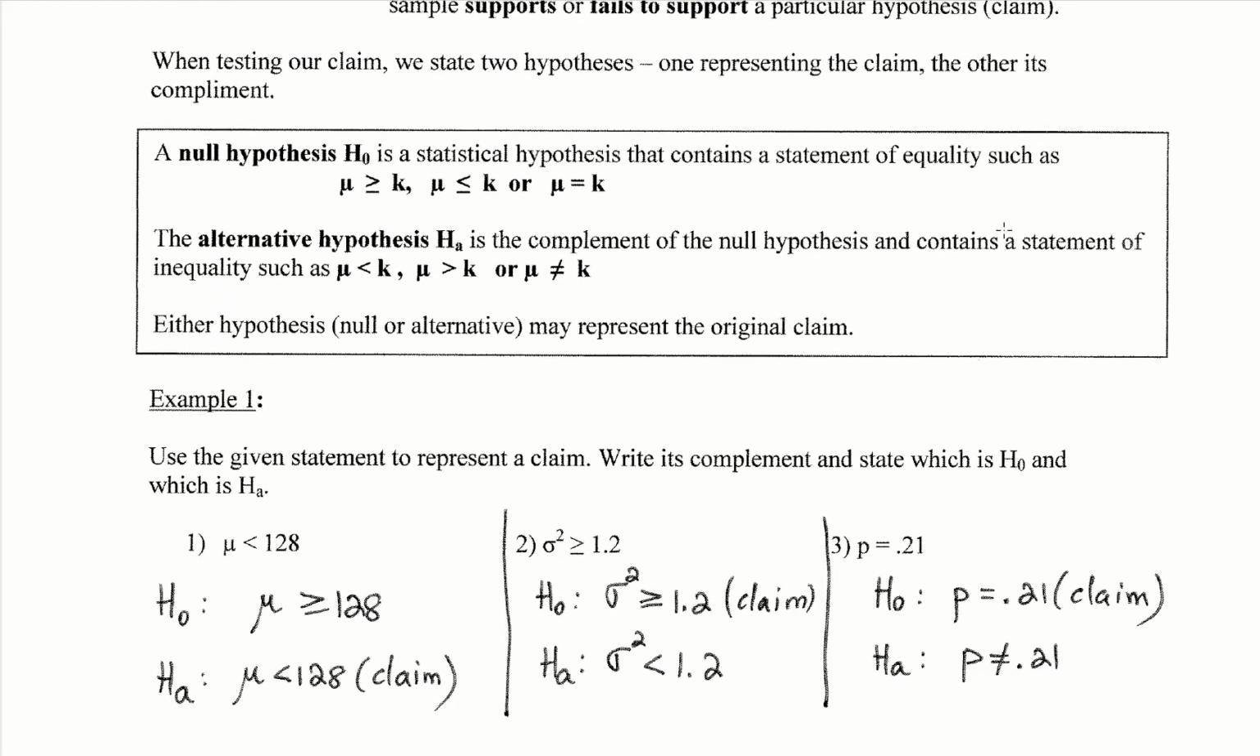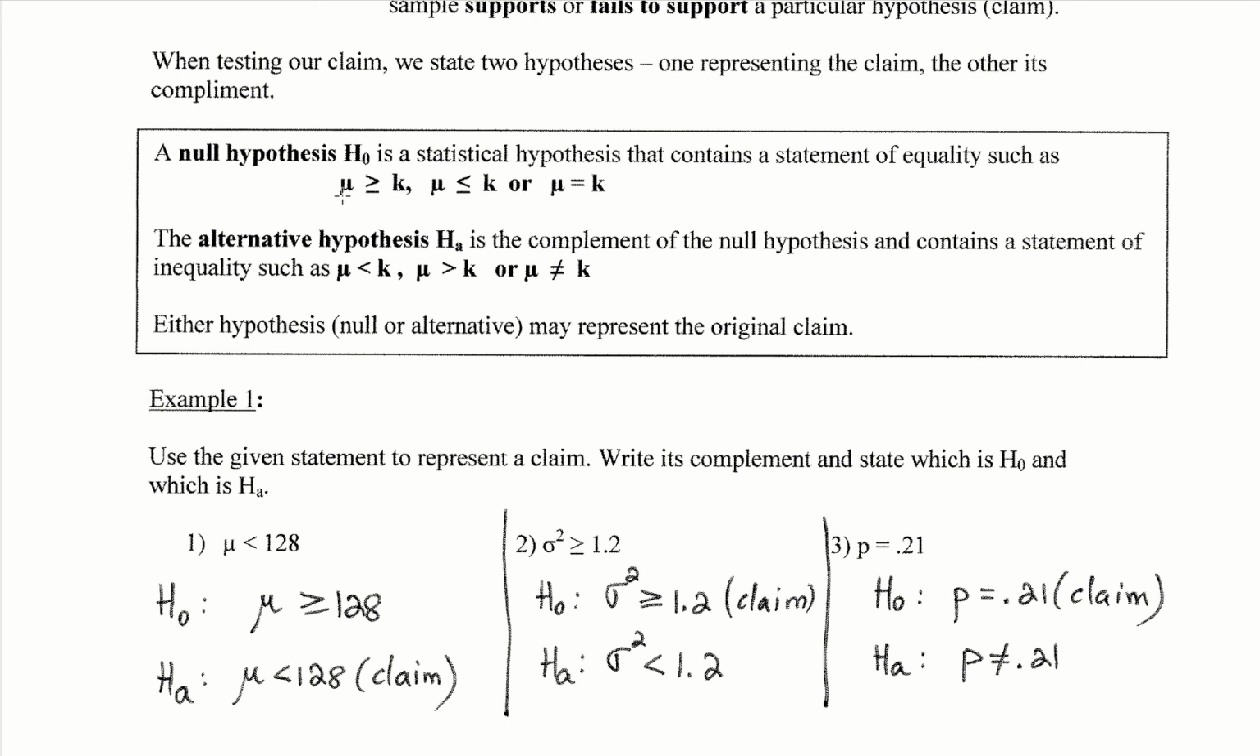The first step to any hypothesis test will be setting up these two hypotheses. The first one is called the null hypothesis, which is denoted as H sub 0. It is a statistical hypothesis that contains a statement of equality. So the null hypothesis will always contain some component of equality.